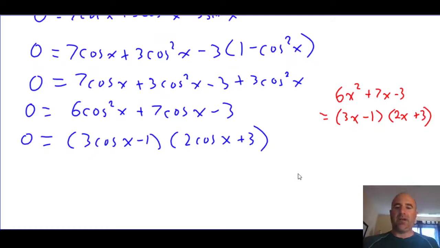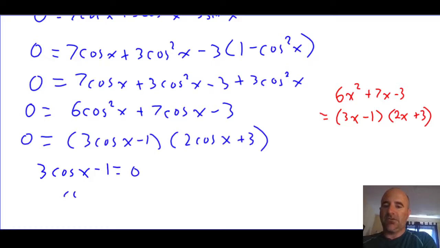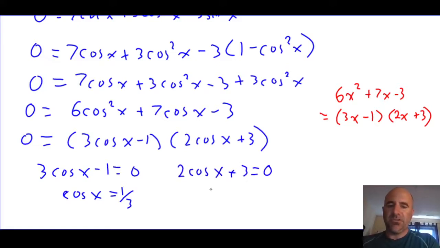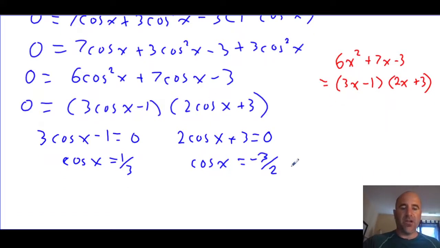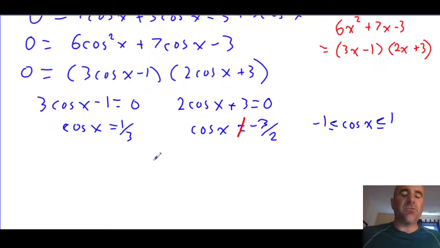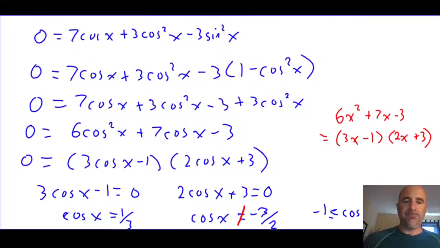Which means that one of those factors is 0. Either 3 cos x minus 1 equals 0, which means that cos x is a third, or 2 cos x plus 3 equals 0, which in this case gives us cos x equals negative 3 halves. Now, that is not possible. This can't happen, so we don't need to worry about it. Cosine and sine are always going to be between 1 and negative 1. So it's not possible that it's negative 1.5. So cos x equals a third is going to give us a critical point.